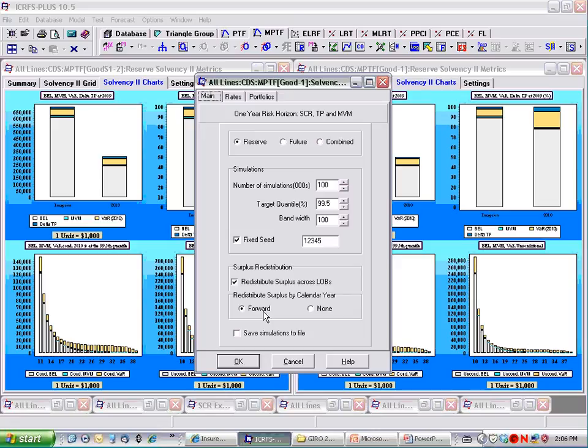What does that mean? That if in the second calendar year the aggregate loss that we're looking at is less than the mean, that surplus can be used to pay for losses in the next year. Or you can actually turn it off and say, no, I don't want to redistribute surplus by calendar year going forward. So you've got those two options. And I think if you switch on none, again here, because you're looking at the 99.5 percentile, there won't be really a major shift.